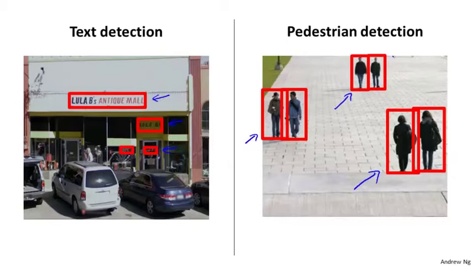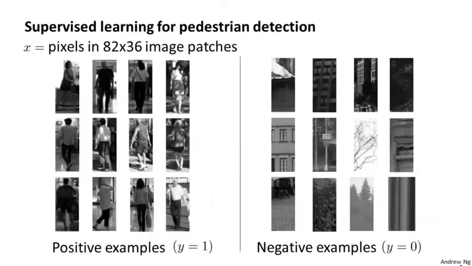Although for pedestrian detection, the pedestrians can be different distances away from the camera, and so the height of these rectangles can be different depending on how far away they are, but the aspect ratio is the same. In order to build a pedestrian detection system, here's how you can go about it. Let's say that we decide to standardize on this sort of aspect ratio, 82 by 36.